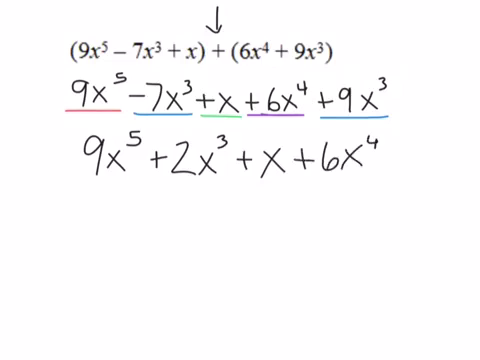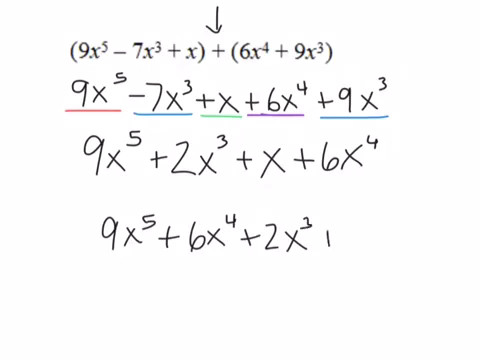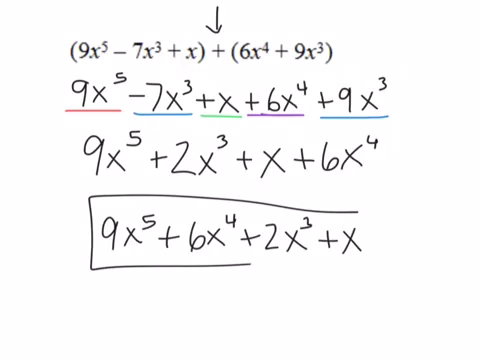can leave that. Now to write our final answer, we should always write it in standard form, which means the exponents decrease from left to right. As you can see right now, we are not in standard form. So 9x to the fifth plus 6x to the fourth plus 2x to the third plus x is our final answer.